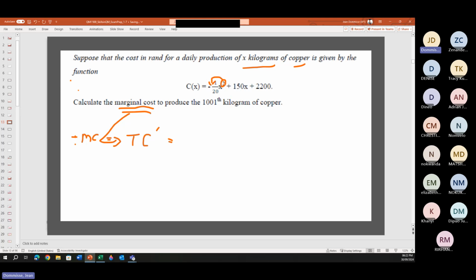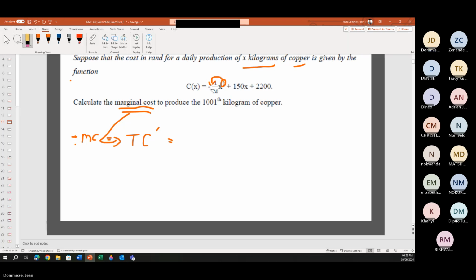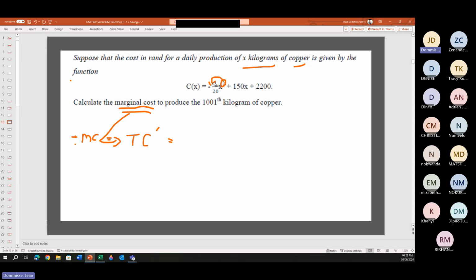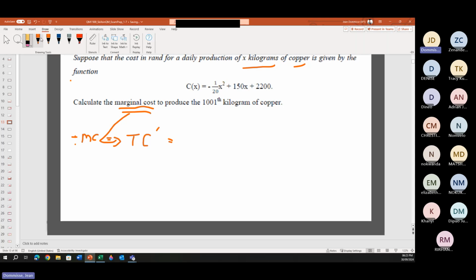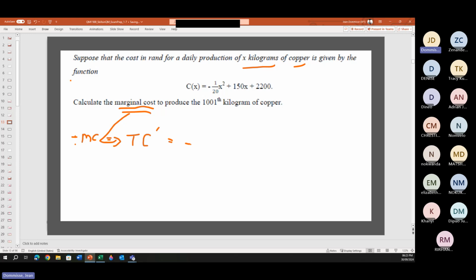So the 2 goes to the front, so let's just make sure that we can see. So it is minus 2 times 1 over 20 x, and then it becomes 2 minus 1, so we will solve that now.